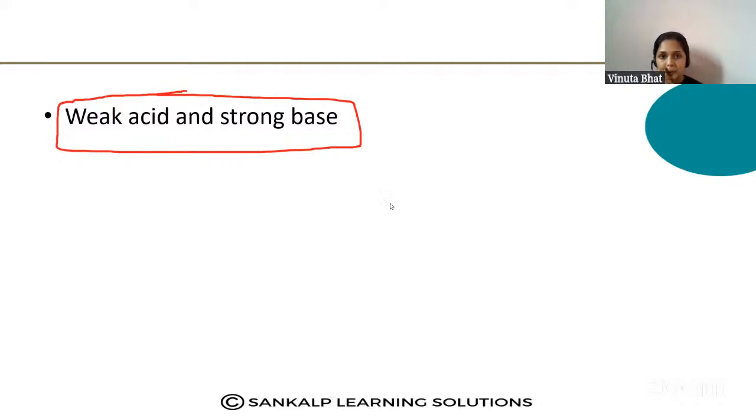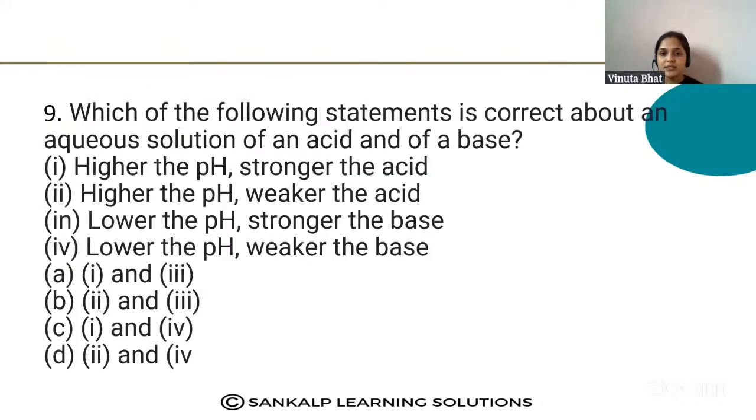Next question. Which of the following statements is correct about an aqueous solution of an acid and of a base? One, higher the pH, stronger the acid. Two, higher the pH, weaker the acid. Three, lower the pH, stronger the base. Four, lower the pH, weaker the base.